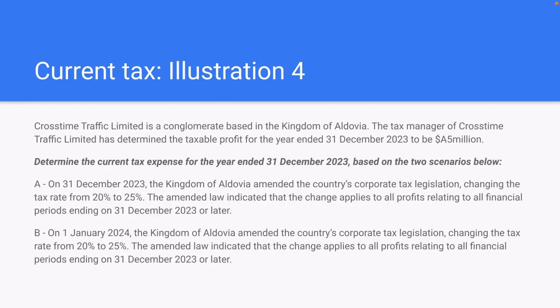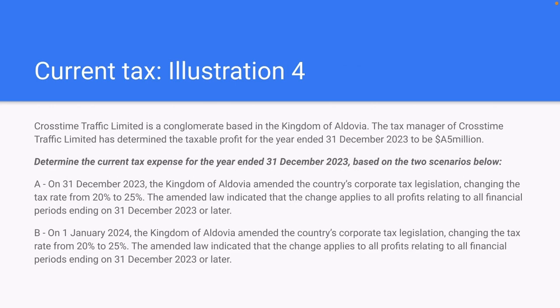And I'll just do one simple illustration to drive home the point. So this entity calls itself Cross Time Traffic Limited. It's a conglomerate based in the Kingdom of Aldovia. The tax manager of Cross Time has determined that the taxable profit for the year ended 31 December 2023 is $5 million Aldovian dollars. So the question goes: determine the current tax expense for the year ended 31 December 2023 based on the two scenarios below.